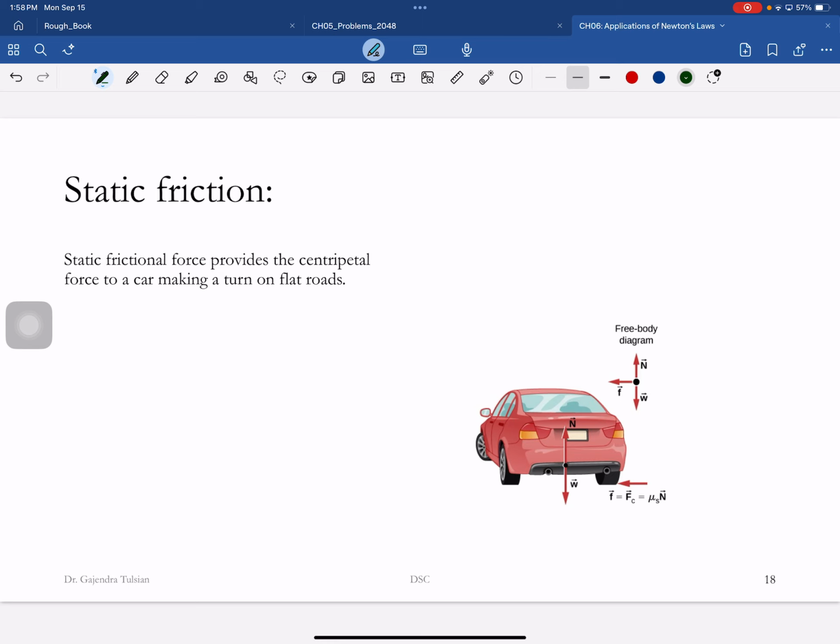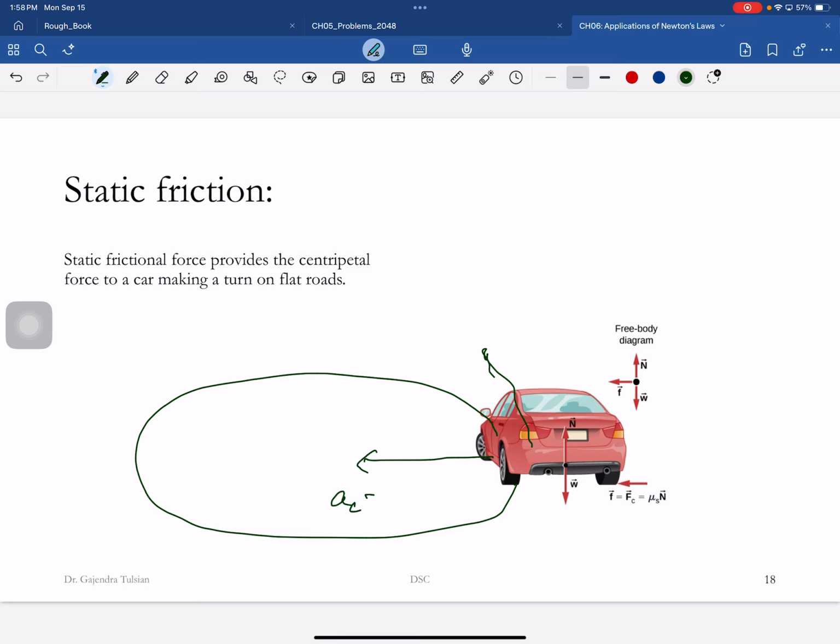All right, so you're going on a circular road. The engine provides you thrust in the forward direction. But to go in a circle, what you need is a centripetal force. So you need a force in this direction. What is giving you that force? Well, you're not moving in this direction. It's the static friction force that's provided.